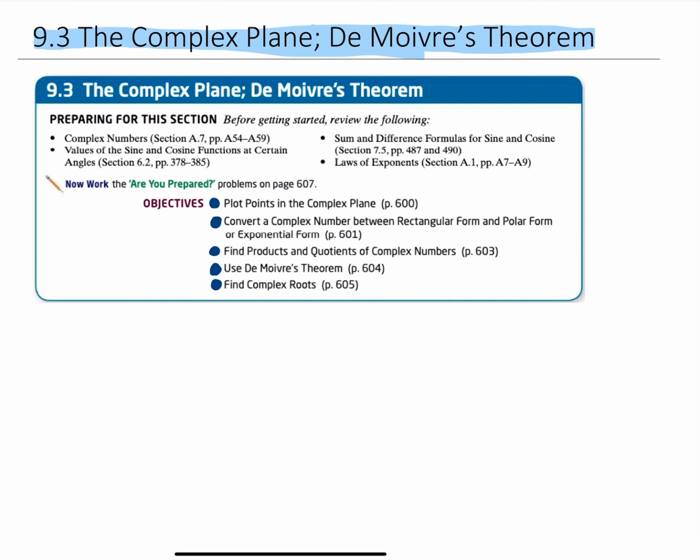Alright, so that's it for this section. So we plotted points in the complex plane, converted a complex number between rectangular form and polar form and exponential form. We found products and quotients, so we multiplied and divided them. We used DeMoivre's theorem, so that was raising a complex number to some power. And then we took roots and we found complex roots.